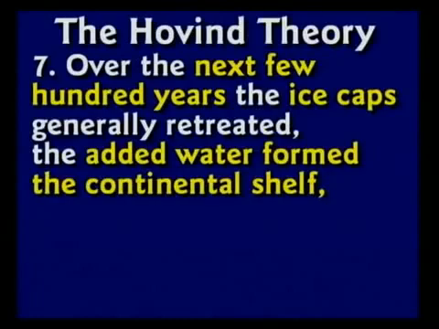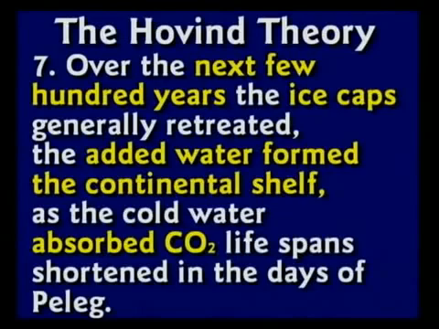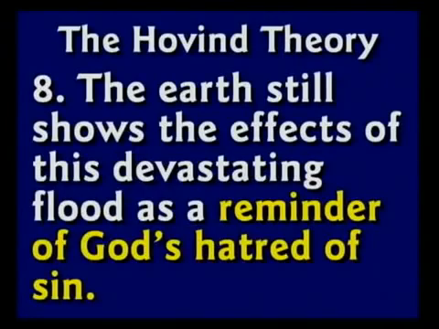Over the next few hundred years, the ice caps generally retreated from Kansas City clear back to where they are now in Alaska. This would add water to the ocean, making the oceans colder, deeper, and wider, which is why we have a continental shelf, which we'll get into in a minute. Cold water absorbed carbon dioxide, and lifespans were shortened in the days of Peleg because of the lack of greenhouse gases, which allowed more radiation in, and numerous factors probably entered in here, but lifespans were shortened in the days of Peleg. Lastly, the Earth still shows the effects of this devastating flood as a reminder of God's hatred for sin. Okay, start at the beginning now.